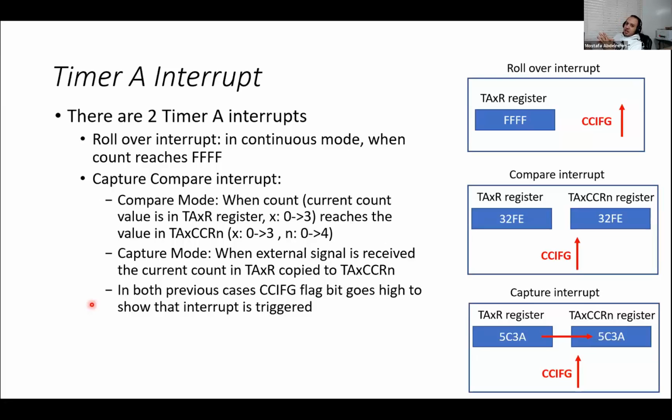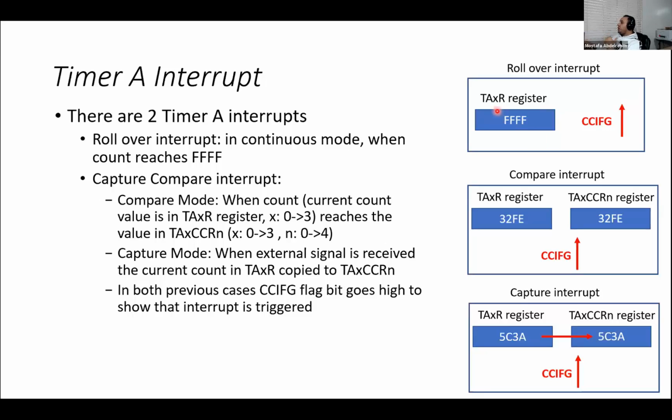Timer A can also generate interrupts, and there are basically two types of interrupt. The first one is called the rollover interrupt, which happens with the continuous mode. And this one is easy: you just count until you reach F, then you start again from 0, and you will have an interrupt. If you write some interrupt service routine, you will find that the execution goes to this interrupt service routine.